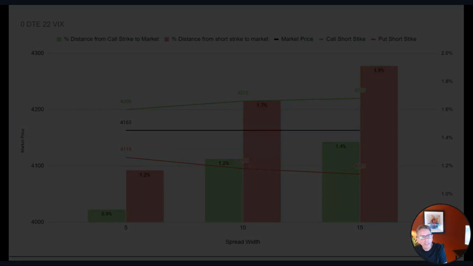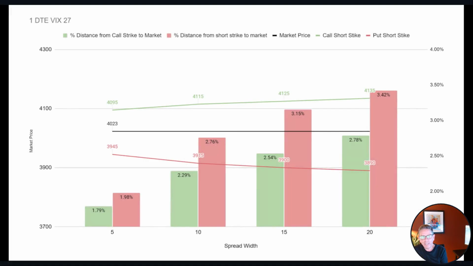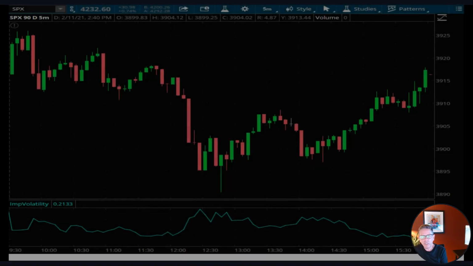All right. And then looking at the VIX at 27, you can see here how much bigger the distance is away from the market. And when you go to the next day, if you look at this, it's actually less than what it is for 0DTE, and that's pretty amazing, right? Just because the volatility at that point in time is really, really strong. Okay, so let's go into examples of trading 0DTE now.